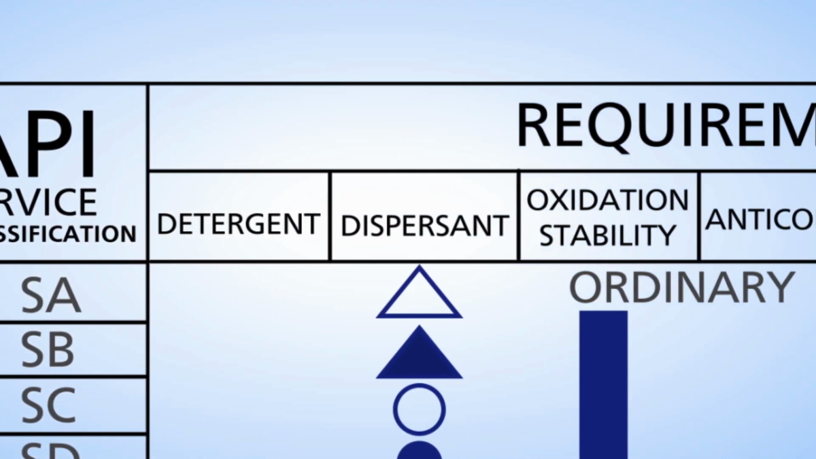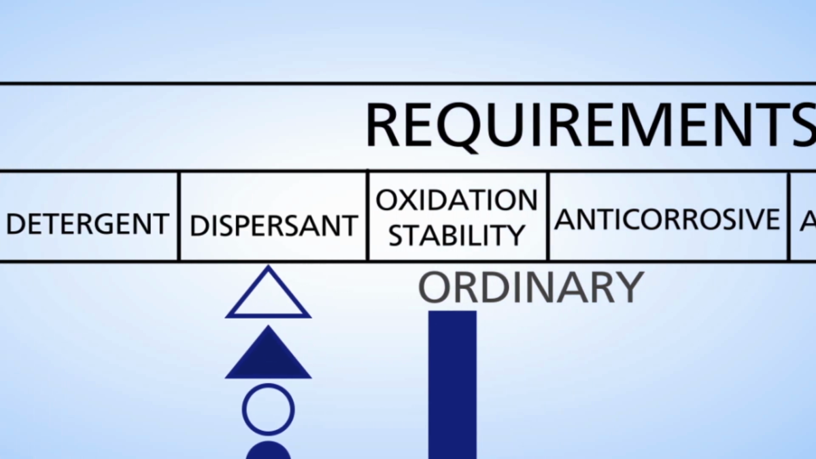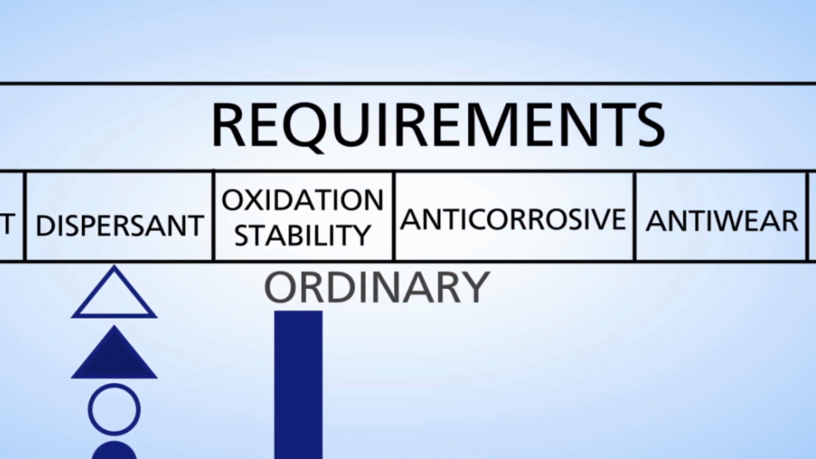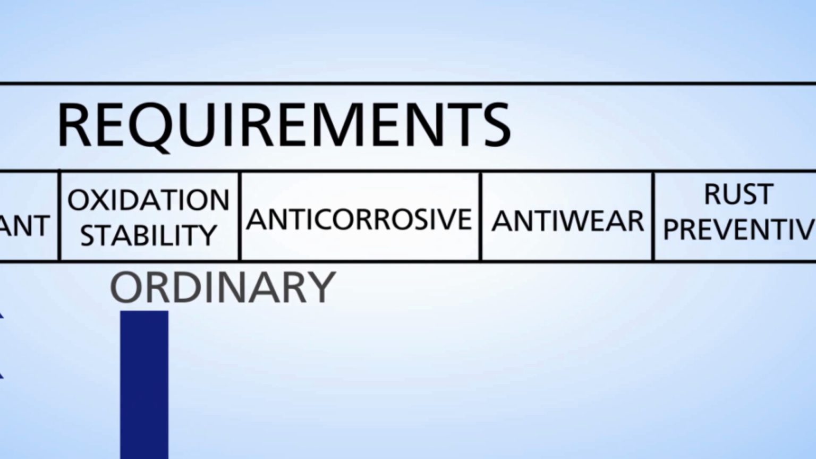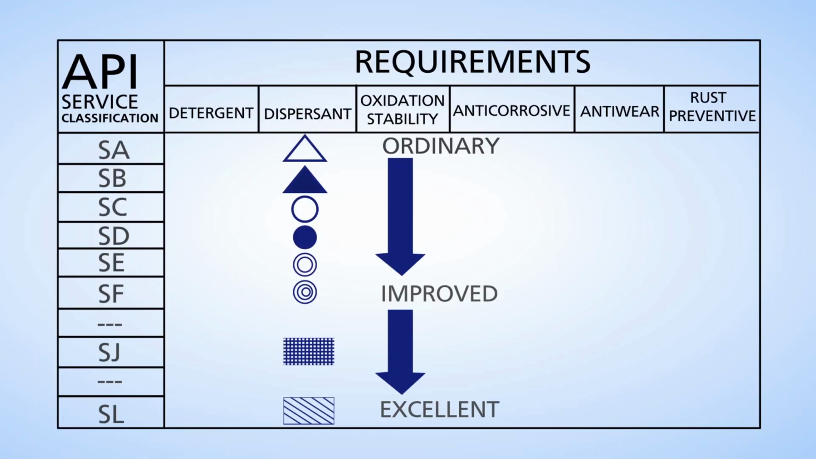For quality classification, API, American Petroleum Institute, service standards are commonly used. Currently, there are a number of classes from the lowest SA to the highest SL.